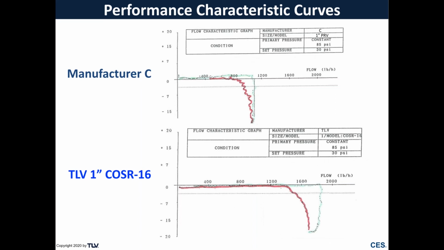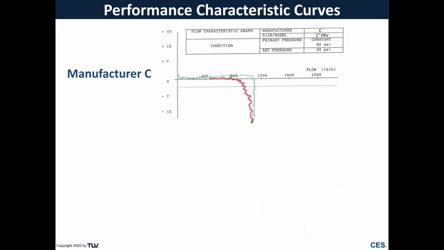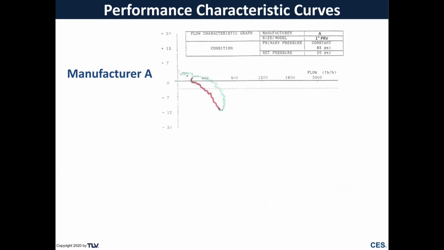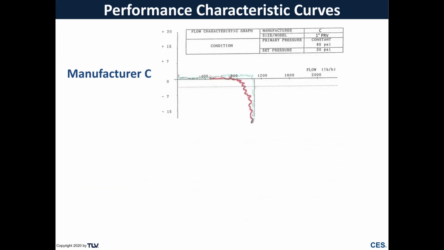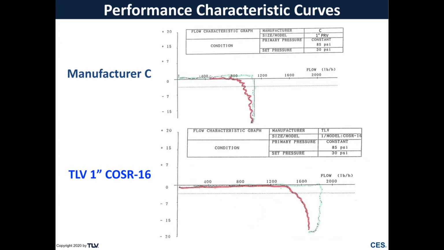Not all 1-inch valves are created equal. Tight control performance is essential on critical process applications. So which valve would you prefer to use? Manufacturer A, Manufacturer B, Manufacturer C, or the COSR?